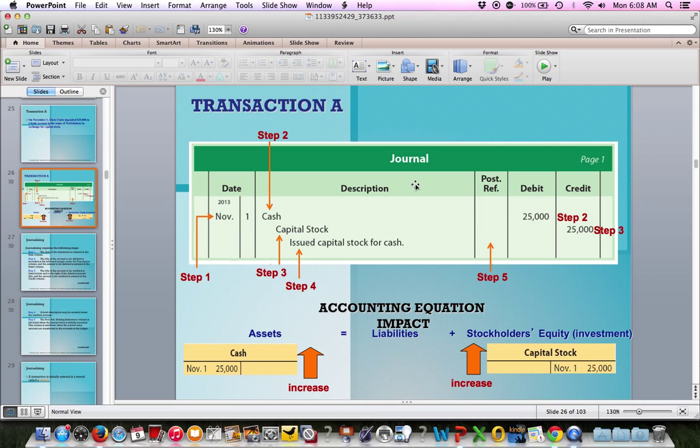So you have journal page 1, that would be the very start of the business on November 1st when this business is starting. You just keep going down the page, starting a new page every time you fill one out. Okay, and so that's basically what we're doing, only we're doing it electronically.